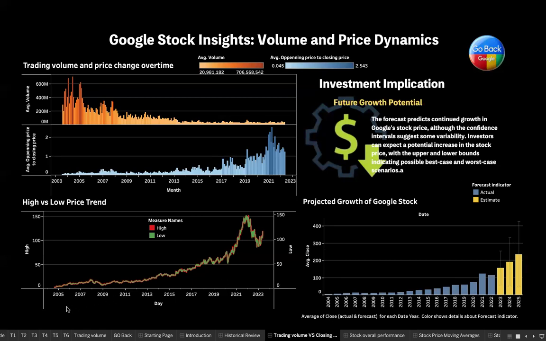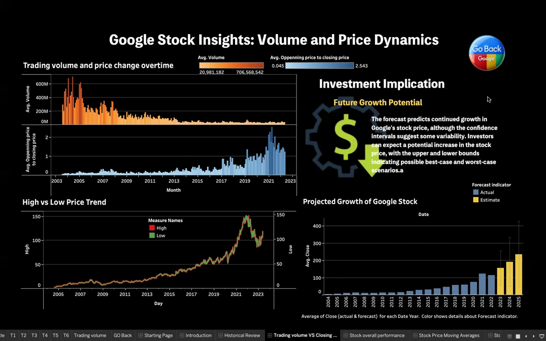Moving forward, the growth forecast looks promising. Although there's always some uncertainty, the general trend is positive. By 2025, the stock is expected to see significant growth. This is largely due to Google's leadership in key tech areas like AI and cloud computing. As the company continues to innovate, it is likely to remain a strong player in the market.